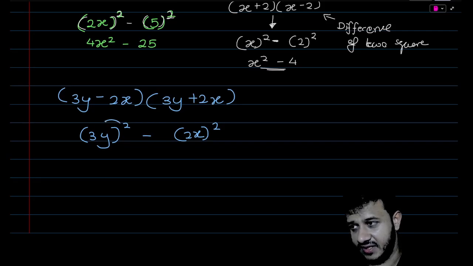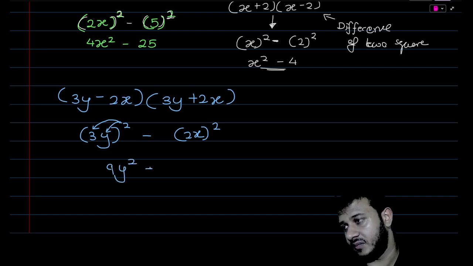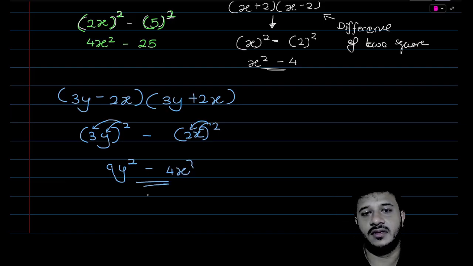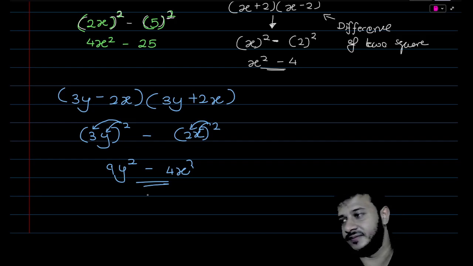Then you can tell me what is 3 square and y square? 9y square, minus 2 square x square, 4x square. Perfect. That's the answer. Got it? This is how we do difference of two squares.